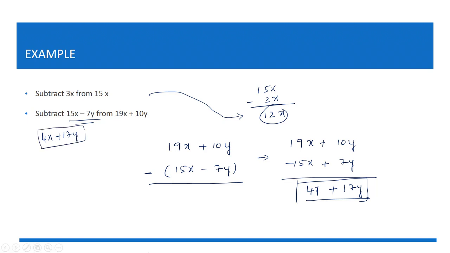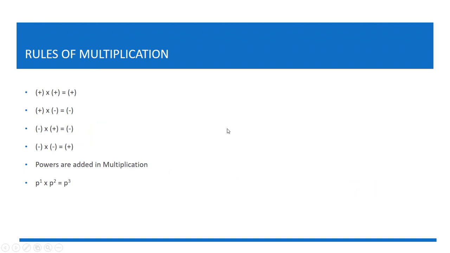Let us check the multiplication. In the case of multiplication, you need to remember that plus into plus is plus only. Similarly, plus into minus is minus, minus into plus is again minus, and minus into minus becomes plus. This is what you need to remember: plus into plus is plus, plus into minus is minus, minus into plus is minus, minus into minus is plus.